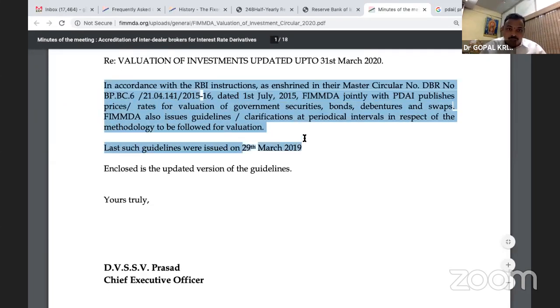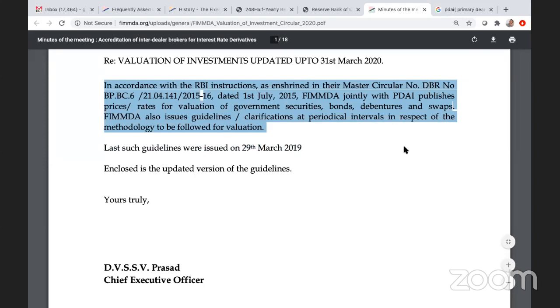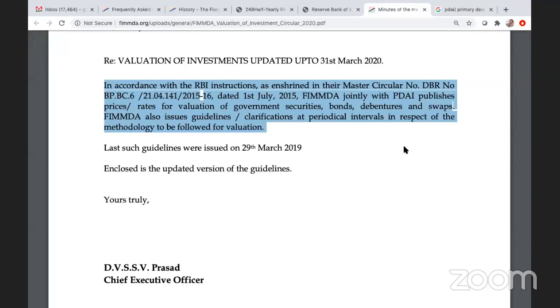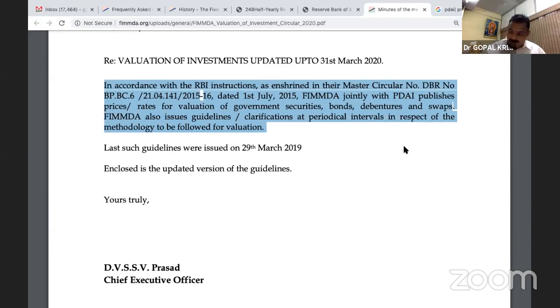In accordance with the RBI instructions, as enshrined in their master circular, FIMDA jointly with PDAI publishes prices and rates for valuation of government securities, bonds, debentures, and swaps. FIMDA also issues guidelines and clarifications at periodical intervals in respect of the methodology to be followed for valuation. So now, what is the expansion for PDAI? Primary Dealers Association of India. Okay, good.